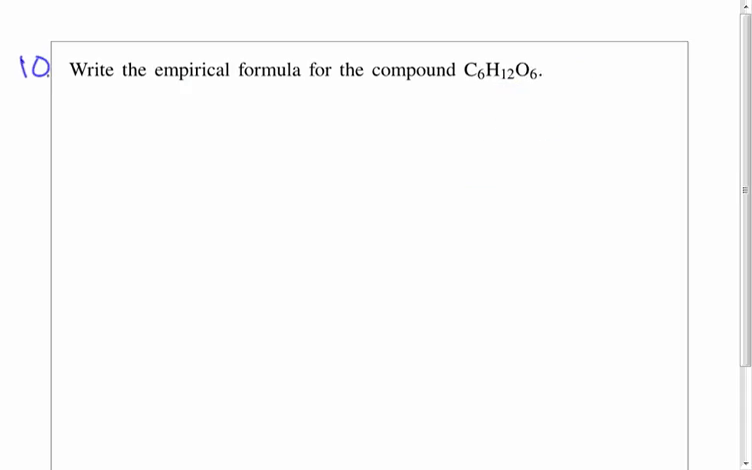For number 10, the largest number that can divide into all of those subscripts is 6. We could divide by 3. We could divide them by 2. But then we would have to continue to divide. 6 is the largest one. So when we divide 6 by 6, we're left with 1. When we divide 12 by 6, we're left with 2. And when we divide 6 by 6, again, we have 1. But typically, we don't write the 1s for subscripts, so it's just CH2O.